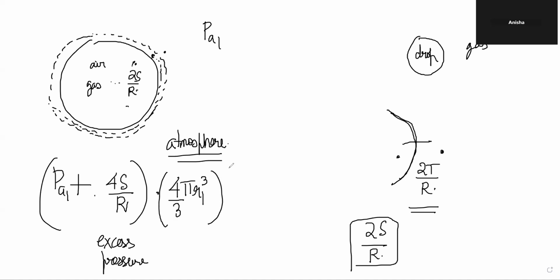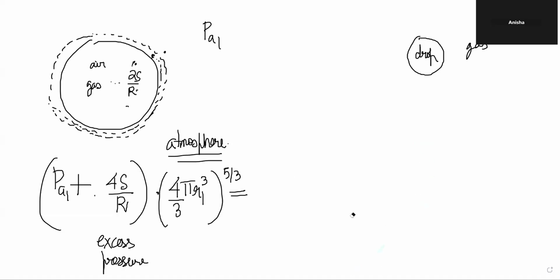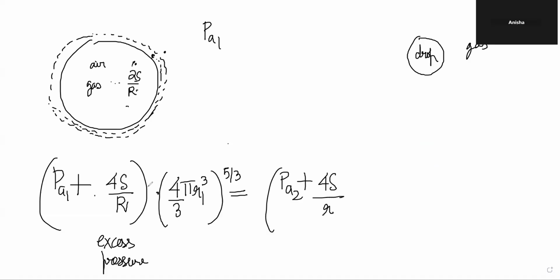Power gamma, which is 5 by 3, should be equal to, in the second situation, PA2 plus all of this stuff. So you will say here it would be PA2 plus 4S by R2. By the way, this R is R1, and here it will be R2. And here it will be 4 by 3 pi R2 cube to the power 5 by 3.